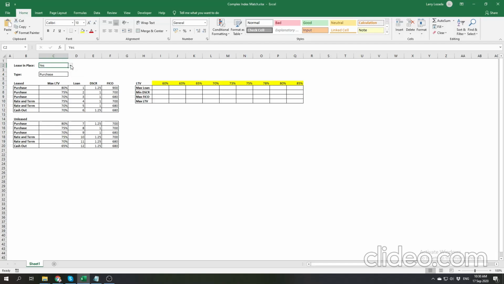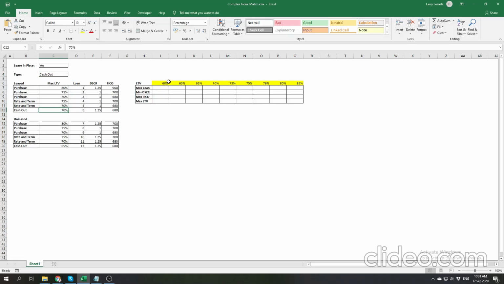So if this is a yes, he wants to take the maximum LTV from here. If this is a no, he wants to take the values from here. If this is a yes and this is a purchase, he wants to get the value from this range of cells. If this is a rate term, he wants to get the maximum LTV from these cells. And if it is a cash out, he wants to take this value.